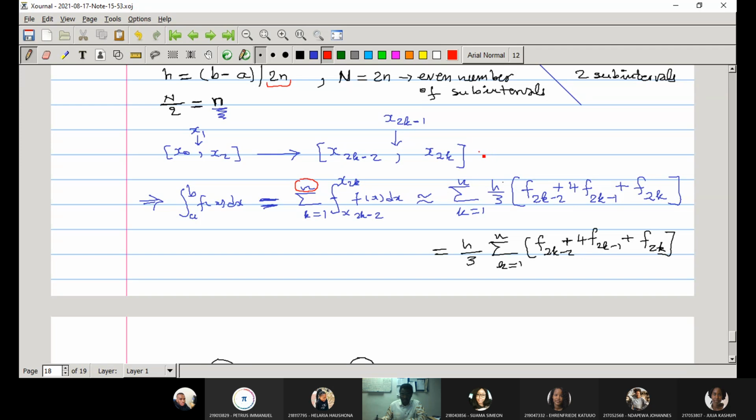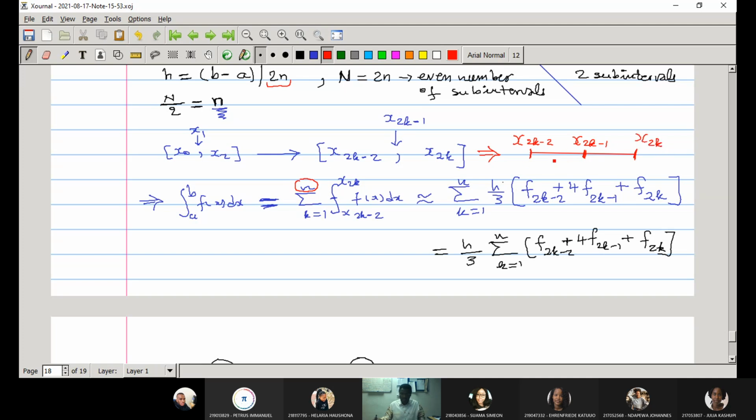If you are not satisfied, I can even represent it like this. In that interval, we have this, we have the third point there, and we finally have this. So this is the point, and this is the interval. Here we have x sub 2k minus 2, x sub 2k minus 1, and finally x sub 2k.